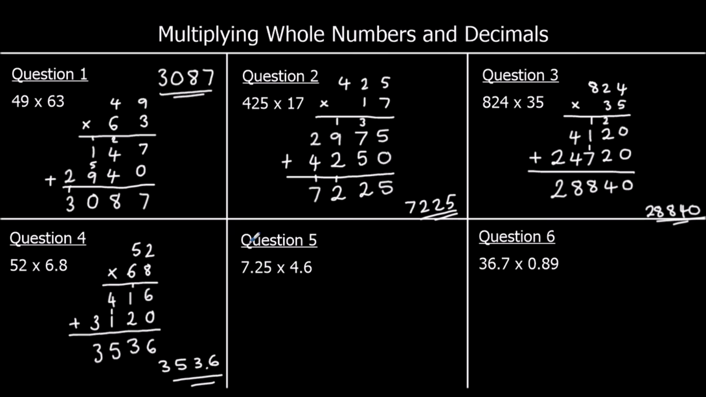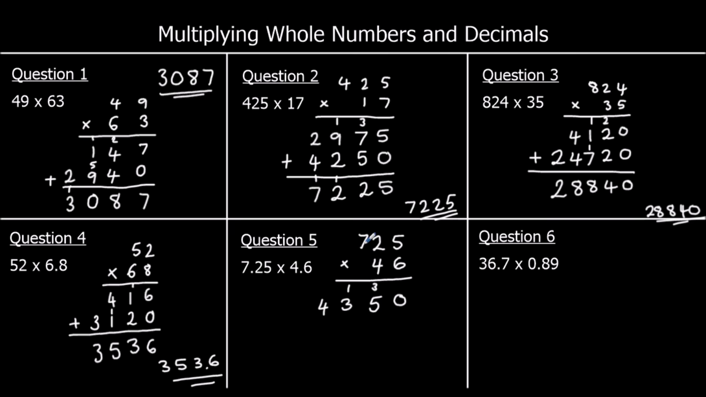Question 5. 7.25 times 4.6. So we're going to do 725 times 46. So 6 times 725 first. 6 times 5 is 30. So 0 in the ones, carry 3 over. 6 times 2 is 12, plus the 3 is 15. 5 in the tens, carry 1 over. And 6 sevens are 42, plus the 1, 43.